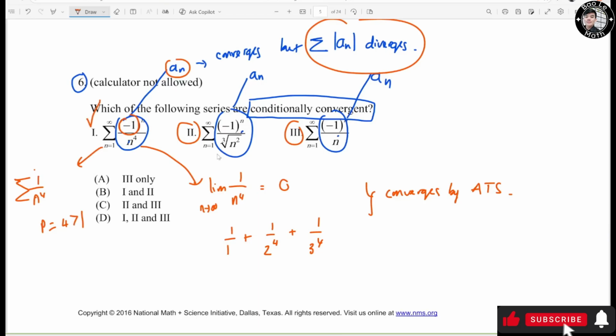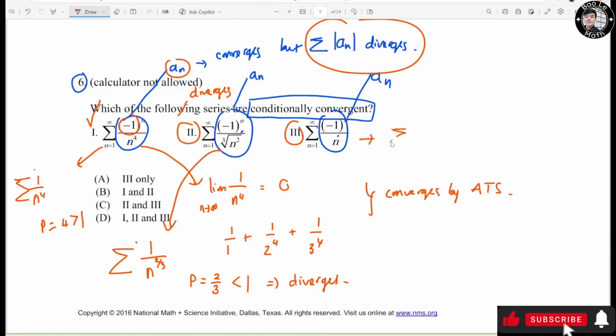Now number 2, the series becomes 1 over n to the power 2 over 3. So this guy is actually the p series where p equals 2 over 3, less than 1. The series diverges. Number 3, the series becomes 1 over n. This guy is actually the harmonic series, and the harmonic series diverges. This guy diverges, satisfying this. So the answer must be C.